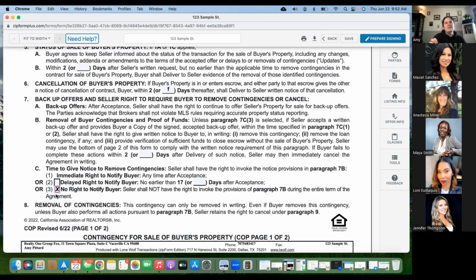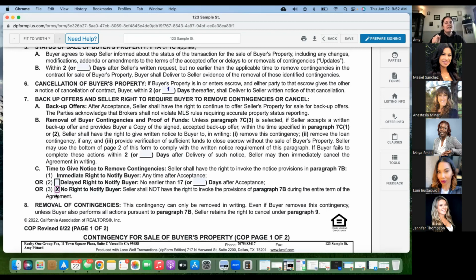Now, as a listing agent, just so you know, I rarely ever would accept a no right to notify buyer, but this is how I submit it for my buyers. The seller shall not have the right to invoke the provisions in paragraph 7B during the entire term of the agreement. They can't take a backup offer and cancel on me.